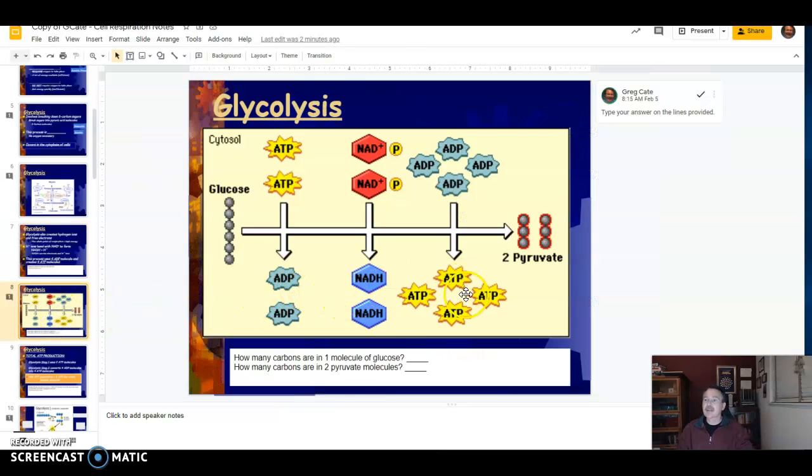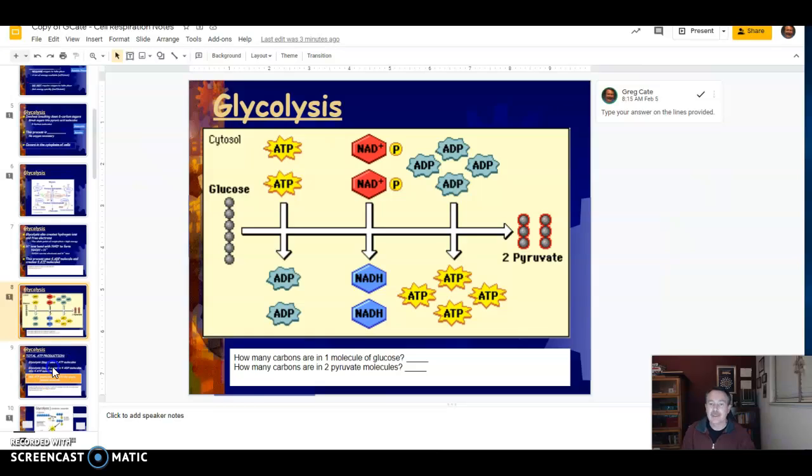On this slide, I do want you to put in just the number of carbons that are in the various molecules in question. It says, how many carbons are in one molecule of glucose? Well, just count them up. Same thing with how many carbons are in 2 pyruvate molecules? You've got these 3 here and these 3 here that are in 2 pyruvate. I'll let you do the math. Just make sure you get 2 pyruvate. It didn't ask you for one pyruvate molecule. It asked for 2.